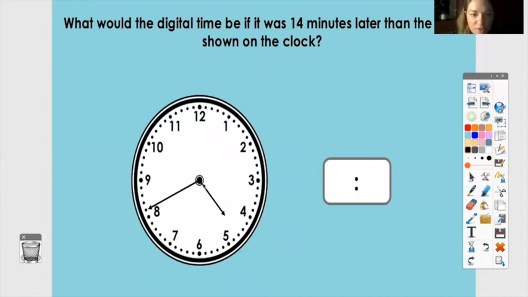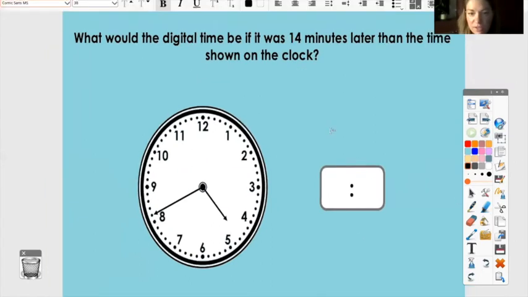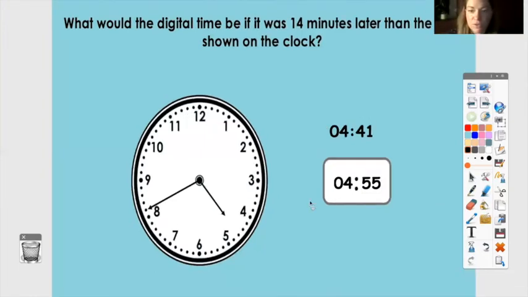Right, so if I am looking here, I am on 4. I can do it either way, can't I, really? I can write the time that I am on now, which is 04:41, and then I can just add 14 to my minutes. So that would put me on 04. Adding 14. Well, adding 4 in the ones gives me 5. Another 1 in the tens gives me 5 as well. So 04:55. But I could also count.